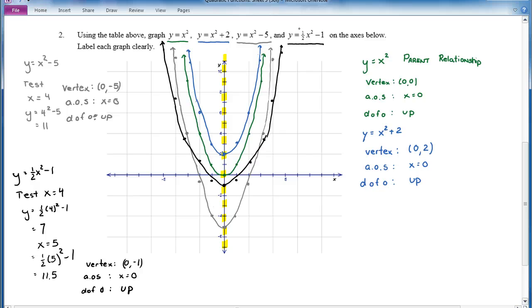And what I'm going to suggest you do now is, after you finish this, take a look at all the information for each of these relationships. And what I mean by that is the vertex, the axis of symmetry, and the direction of opening, and look at the relationships and see if you can find some interesting patterns there so that you can pull out this information without actually graphing.